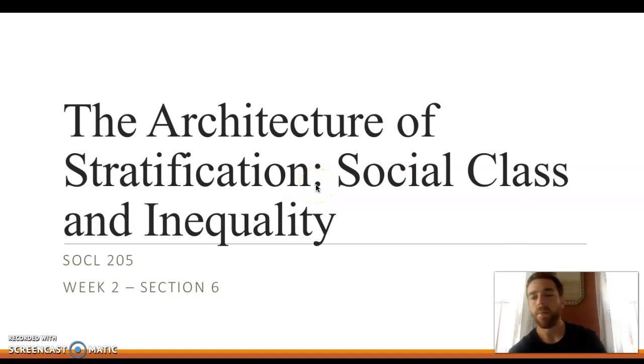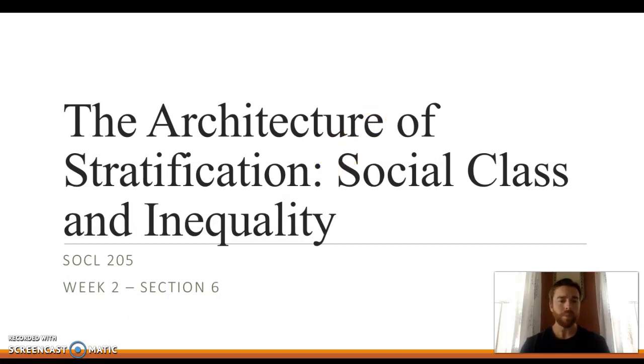Hey everybody. I want to go over the sixth section, which is going to be our first section looking at inequality, and we're going to be looking at inequality for the next three sections. The first one we're going to focus on is looking at social class.